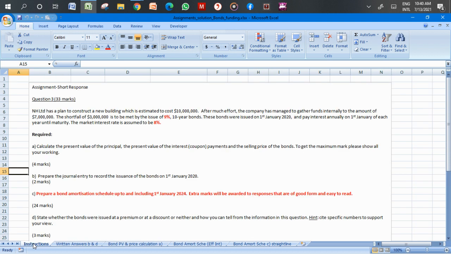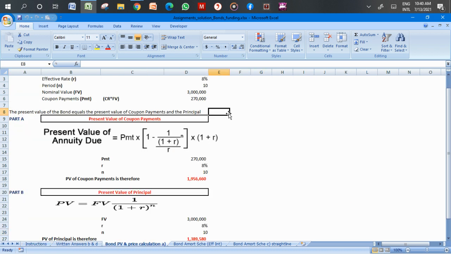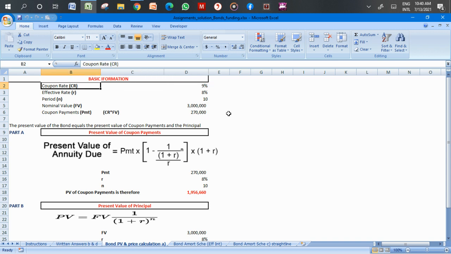So the first question says calculate the present value of the principal, the present value of the interest payments, and the selling price of the bonds. This one is simple. We have to gather key information. The coupon rate is 9%, the effective interest rate is 8%, the bond period is 10 years, and the total nominal value of the bond is 3 million. And the coupon payment amount will be 9% of 3 million. Okay, so this is key information.